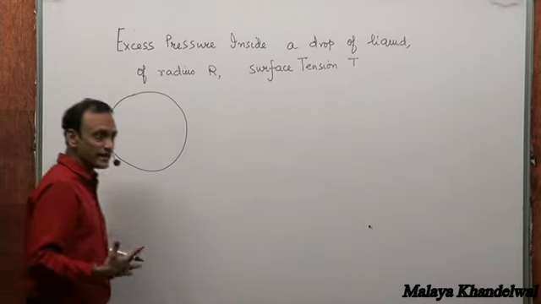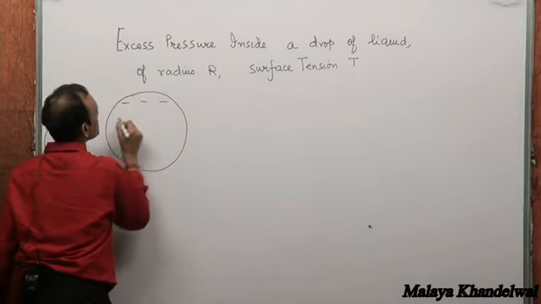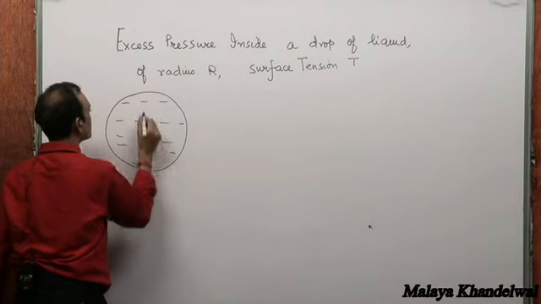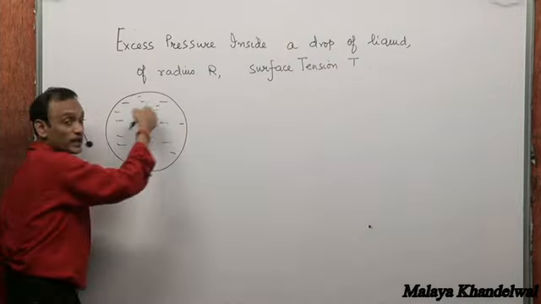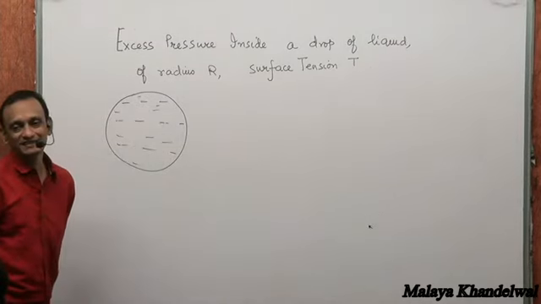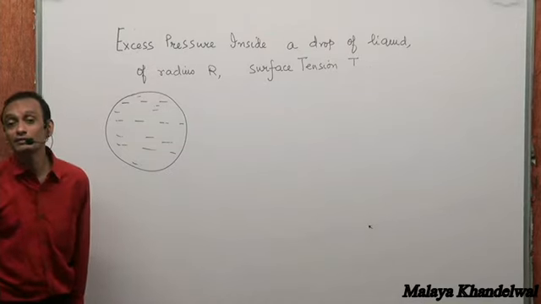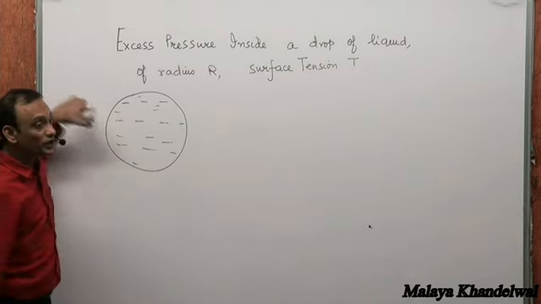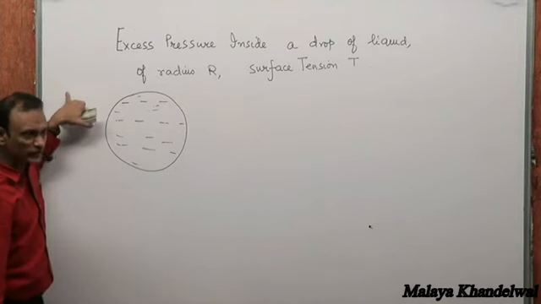The drop has been created owing to surface tension, right? And it has a liquid inside it. This entire region would be the concave side. The region outside would be the convex side, right? Where would you expect the pressure to be more? Inside, on the concave side, the pressure would be more. On the convex side, the pressure would be less. Right? This is what we determined.